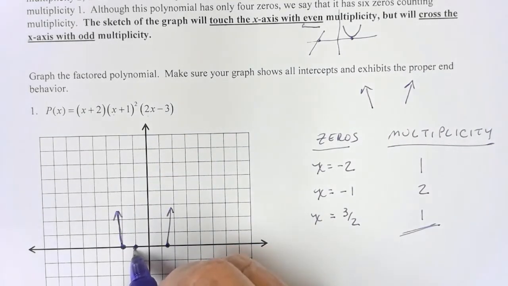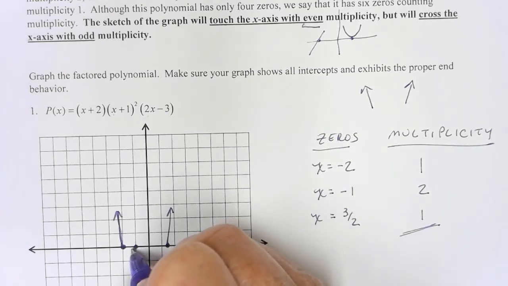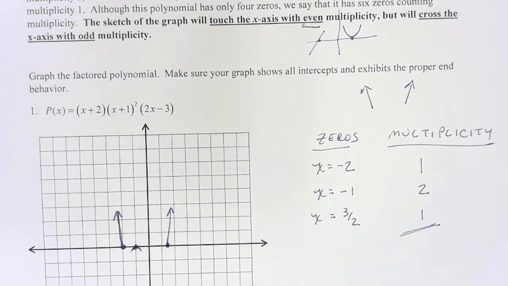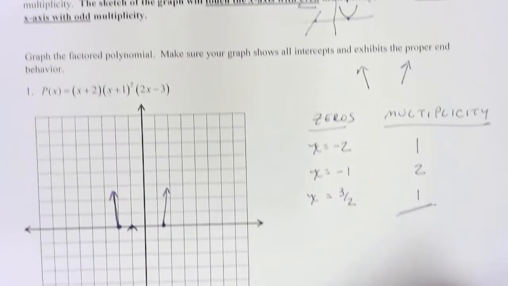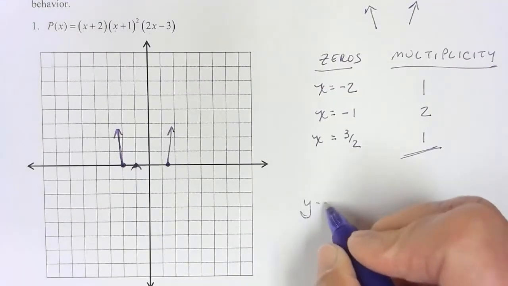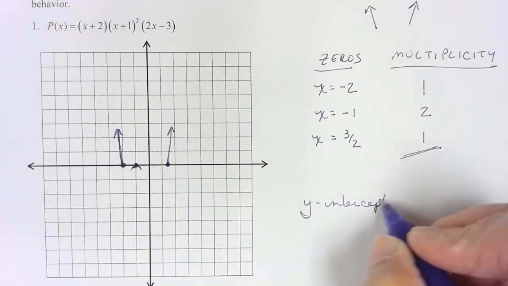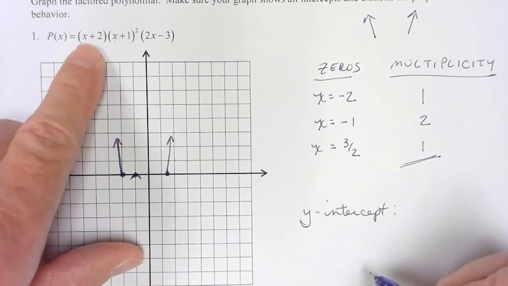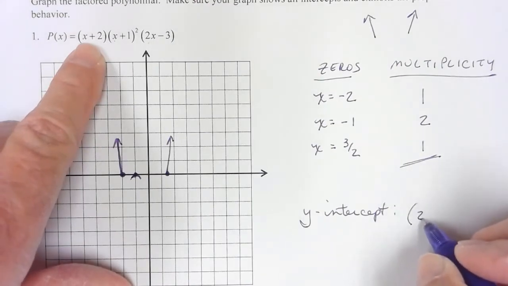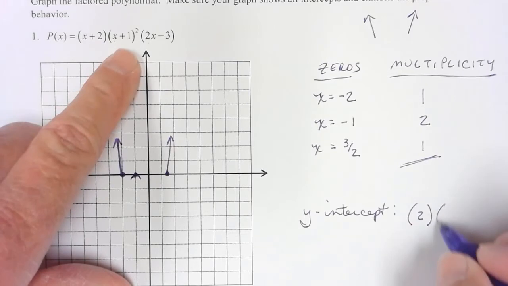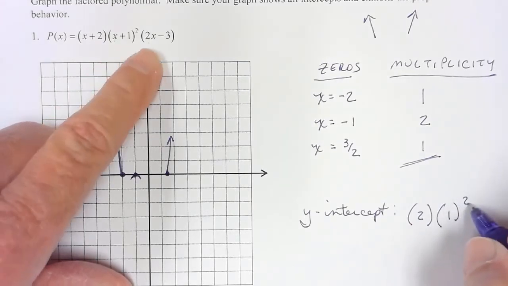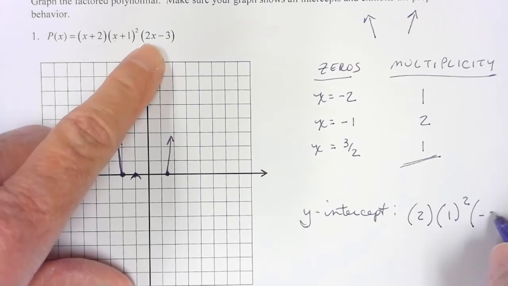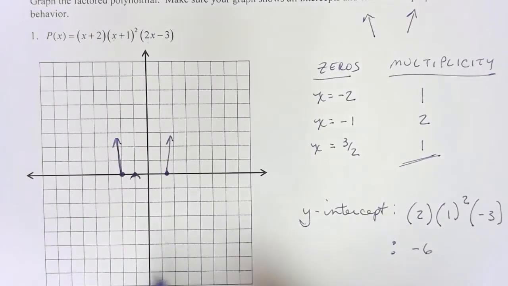It's going to touch here. Now the only way that it can touch here and still stay under the x-axis is if it touches that way. One more thing I'm going to get while I'm here is my y-intercept. Remember, that's when x is equal to 0. So if I put 0 here, I'm going to have a 2. I'm putting 0 in for x. Here I'm going to have a 1 squared, and here put 0 in for x, I get negative 3. So it looks like my y-intercept is going to be negative 6.